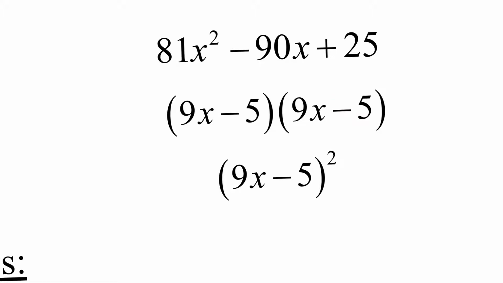When you rewrite this as a binomial squared, you will get 9x minus 5 with the square. Remember that the term in the middle determines the sign you need to use for the two binomials, because when you distribute, these two terms here and these two terms here, you have to get a negative 90x when you combine.